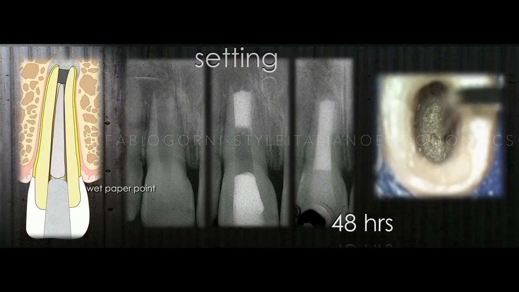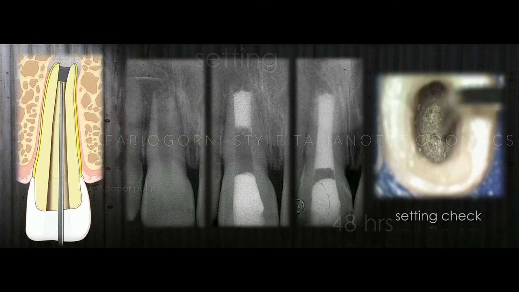When the apical plug has been done, we can put a wet paper point inside of the canals and just wait a couple of days to finish the treatment. After 24 or 48 hours, we can check the setting of the MTA, and if the MTA is completely hard, we can finish the treatment and put some gutta-percha inside the canal and then restore the tooth.